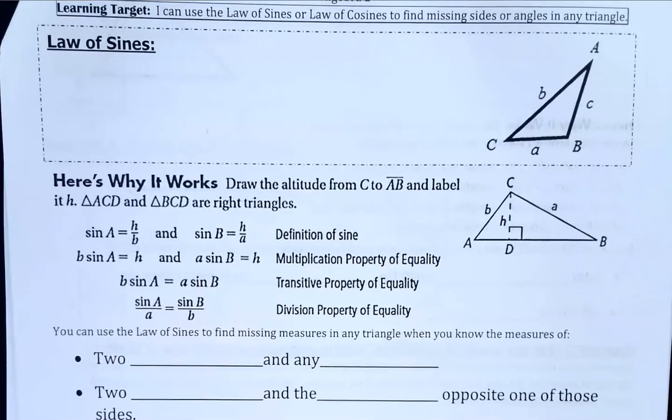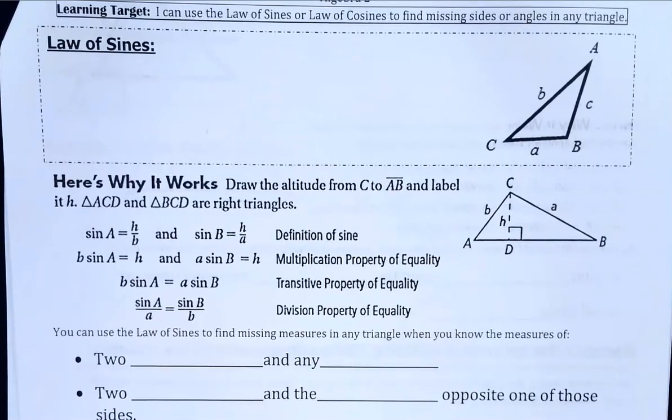All right. Today we are going to work on law of sines and law of cosines to find missing sides or angles in triangles. And unlike the other trig questions, when you use the law of sines or cosines, it can be for any triangle. It does not have to be a right triangle.